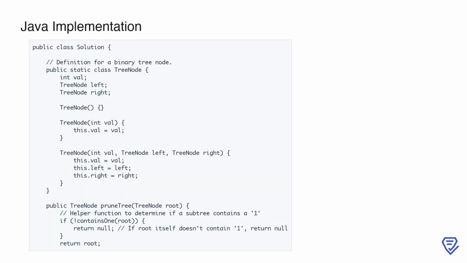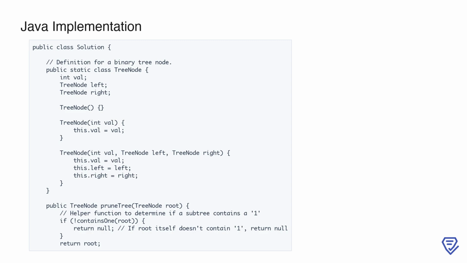Here, we start with the definition of a binary tree node. The TreeNode class includes an integer value, and pointers to left and right child nodes. We also define three constructors: a default constructor, one that initializes the node with a value, and another that initializes the node with a value as well as its left and right children.